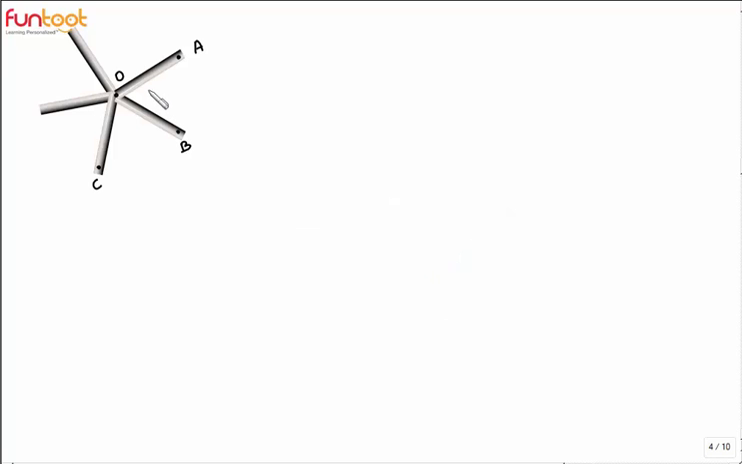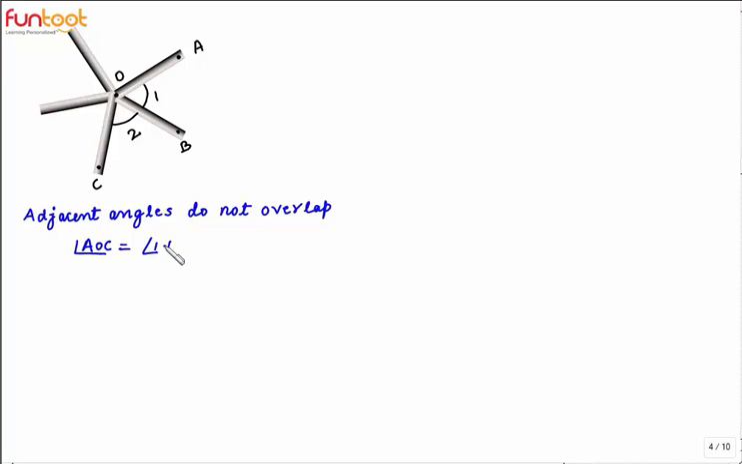Let's take any one pair of adjacent angles here and let's learn about their mathematical properties. So selecting this pair of adjacent angles, let's call this angle 1 and this angle 2. First property is adjacent angles do not overlap. So here we can see that angles 1 and 2 do not overlap. As a result of this property, whole angle AOC is equal to angle 1 plus angle 2.